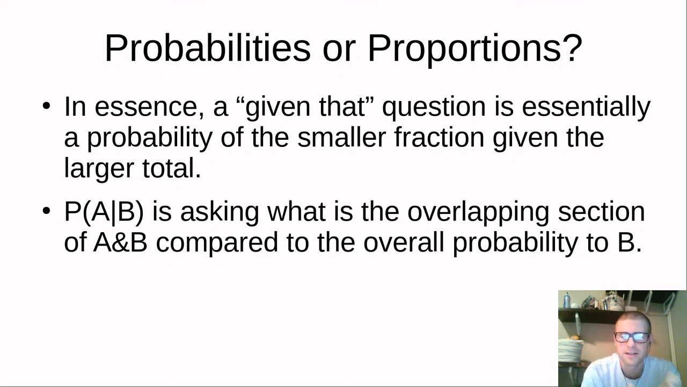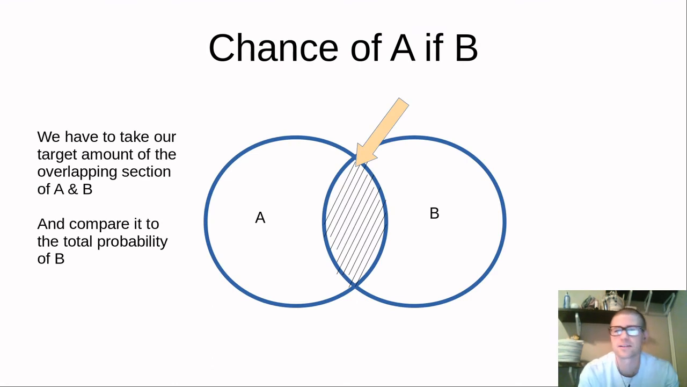So the probability that A is occurring given B is asking what the overlapping section, which is A and B, is compared to the overall probability. It is a part to the whole. That is all it's asking here.